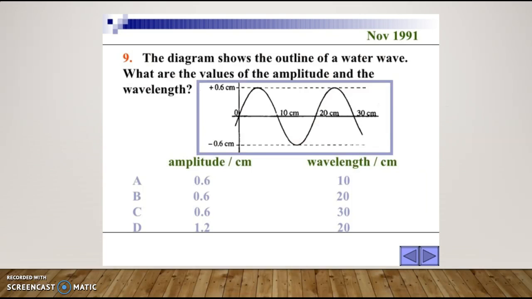In this example, it shows the outline of a water wave. What are the values of the amplitude and wavelength? So the amplitude, as we know, is from the equilibrium to the top of the crest. So in this case, it would be 0.6 centimeters. The wavelength is measured from crest to crest, so it looks like this one is at about 5 centimeters, and this one is about 25 centimeters, so 25 minus 5, the wavelength would be 20 centimeters.